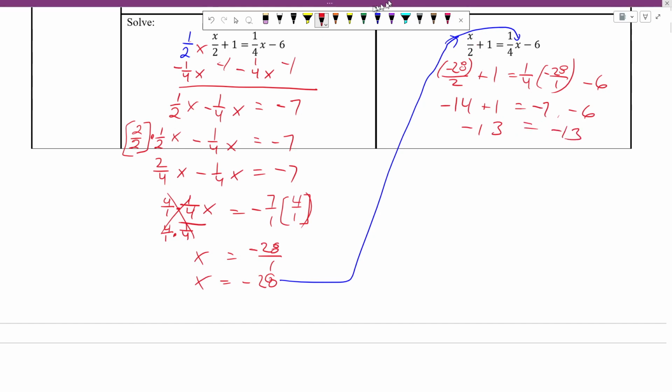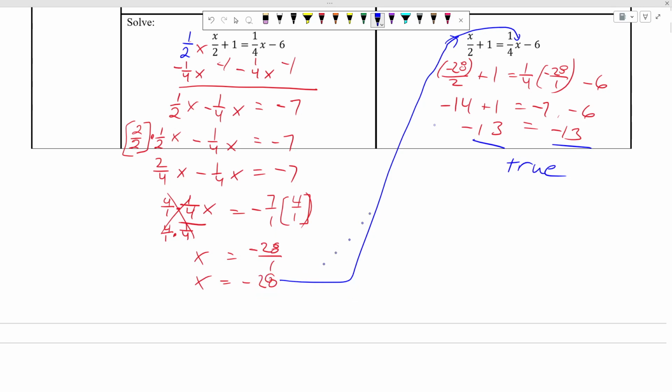Oh, wait a minute, guys. We have some truth happening. For this is exactly this. This is true. Therefore, what we determined it to be, -28, the input into our equation, satisfied the equation, resulting in a true statement. Therefore, x is indeed -28.